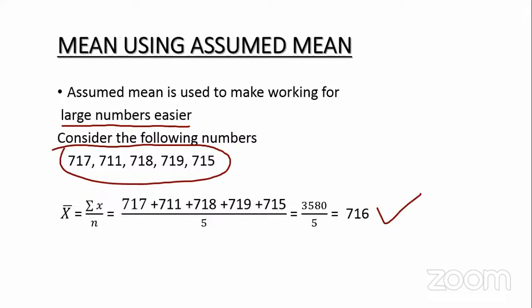716. It is 716. Please pick that, because it's what I want to use now to bring the concept of assumed mean. 717 plus 711 plus 718 plus 719 plus 715. When I add all those numbers, I'll get 3,580. And when I divide by 5, I'll get 716 as the mean of those numbers. So how do we now employ the concept of assumed mean?